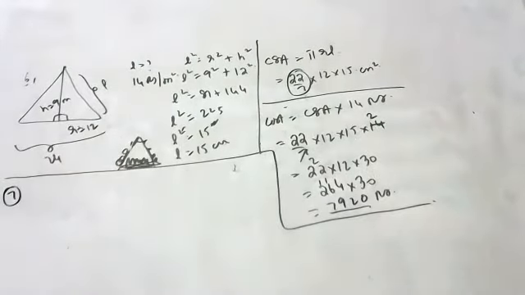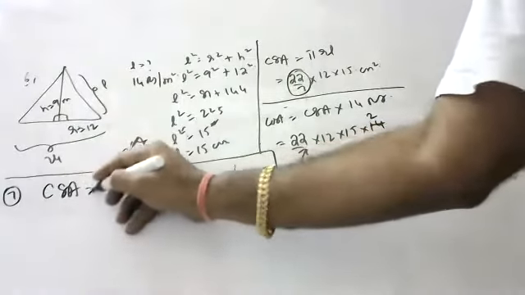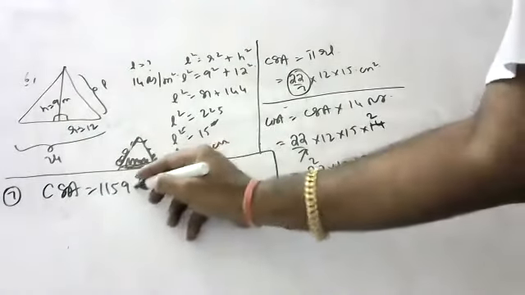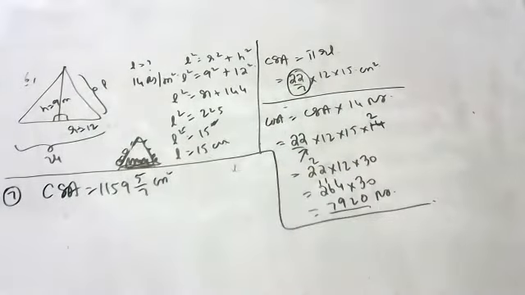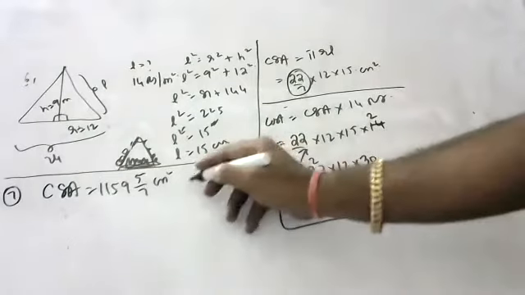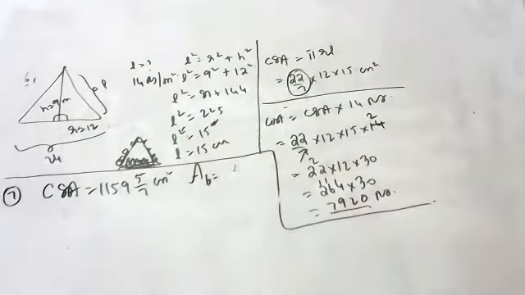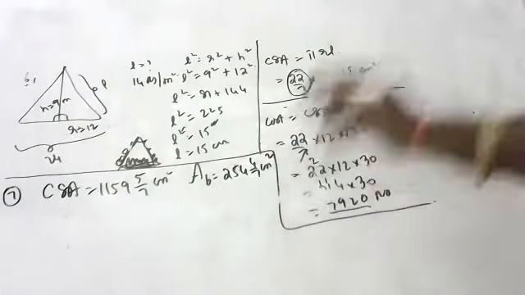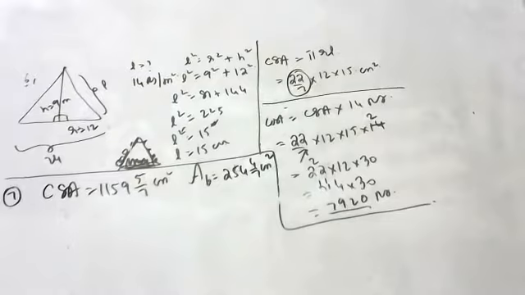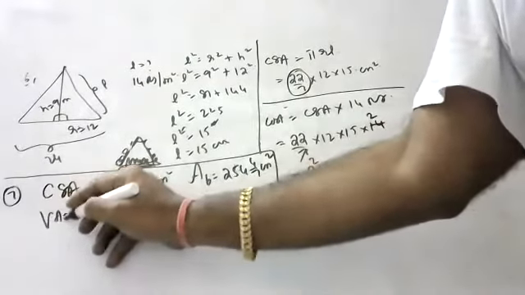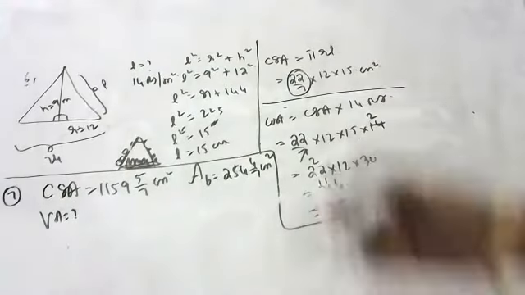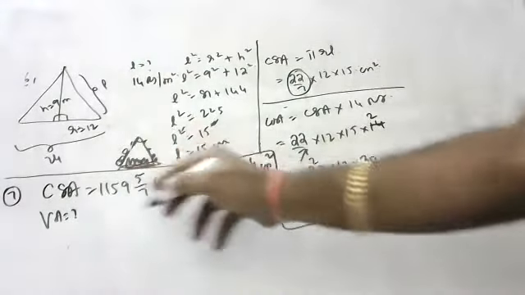Yes, sir. The CSA of cone is 1159 5 by 7 centimeters square. Okay, and area of its base is 254 4 by 7 centimeters square. Okay, question is find the volume of cone. Yes, sir, we have to do this whole thing.